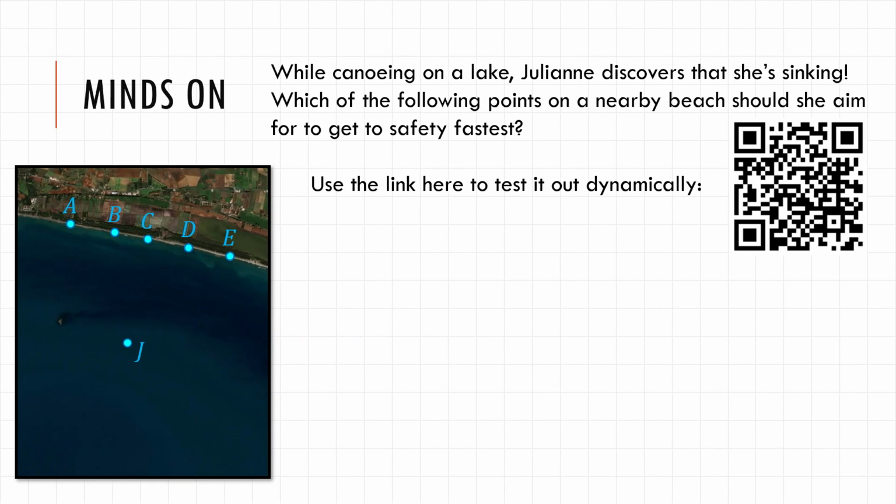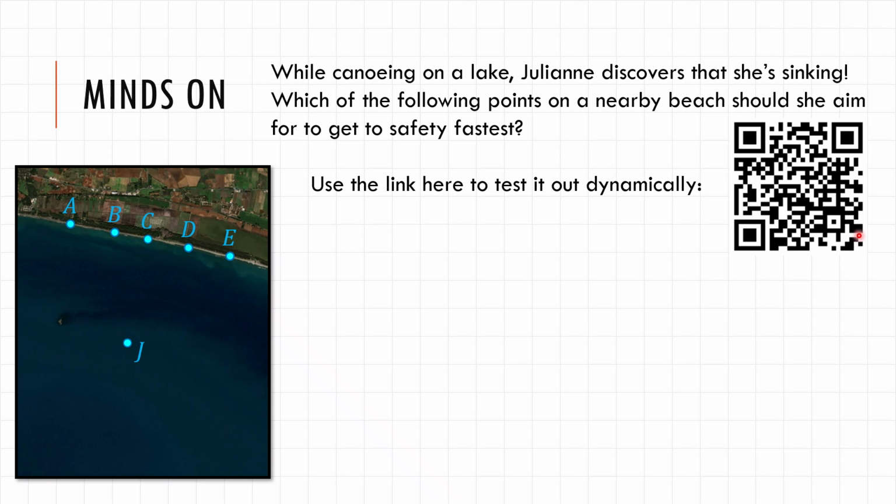To start us off, here is an example. When canoeing on a lake, Julianne discovers that she is sinking. Oh no, she's so far from shore. Which of the following points, A, B, C, D, or E, on a nearby beach should she aim for to get to safety the fastest?